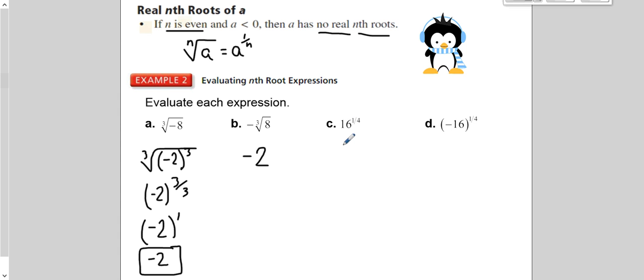So the 4th root of 16, or 16 to the 1/4 power, that's 2 to the 4th power to the 1/4 power. Because 2 times 2 times 2 times 2 is 16. That gives us 2 to the 4/4 power, which is 2 to the 1. It's just 2.